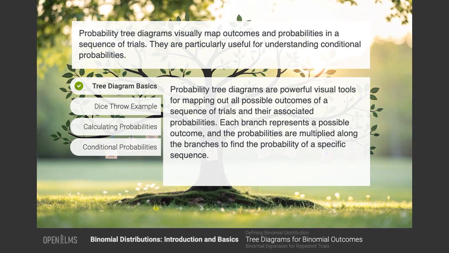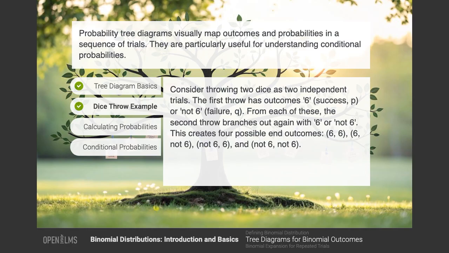Probability tree diagrams visually map outcomes and probabilities in a sequence of trials. They are particularly useful for understanding conditional probabilities. Probability tree diagrams are powerful visual tools for mapping out all possible outcomes of a sequence of trials and their associated probabilities. Each branch represents a possible outcome, and the probabilities are multiplied along the branches to find the probability of a specific sequence.